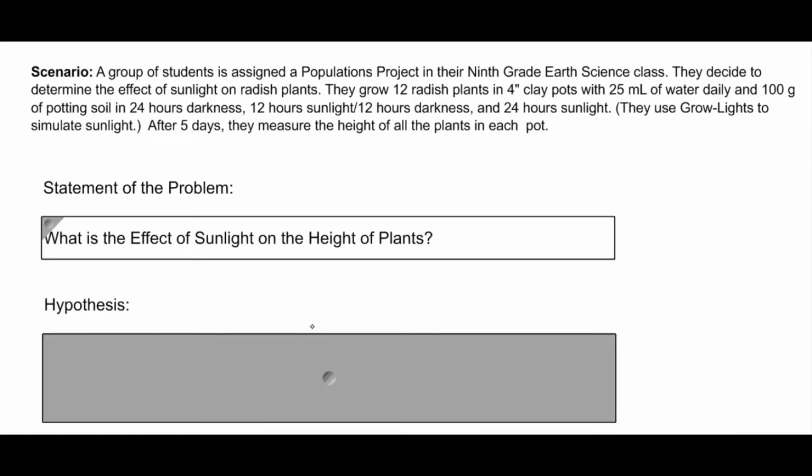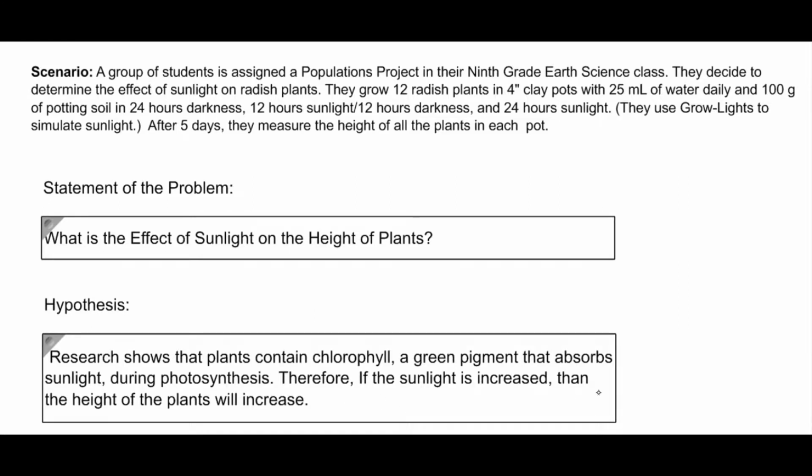And the hypothesis is, research shows that plants contain chlorophyll, a green pigment that absorbs sunlight during photosynthesis. This would be something that you got from your research. This is a rationale for the statement I'm about to make. Therefore, if the sunlight is increased, then the height of the plants will increase. So I made a statement and I'm providing a rationale. The rationale can come before or after that statement. It doesn't really matter.